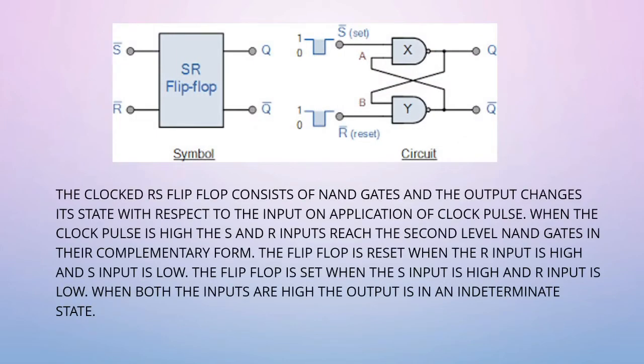The clocked RS flip-flop consists of NAND gates, and the output changes its state with respect to the input on application of the clock pulse, when the clock pulse is high and the S and R inputs reach the second level NAND gates in their complement form. The flip-flop is reset when the R input is high and the S input is low. The flip-flop is set when the S input is high and the R input is low. When both inputs are high, the output is in an indeterminate state, that means an invalid state.